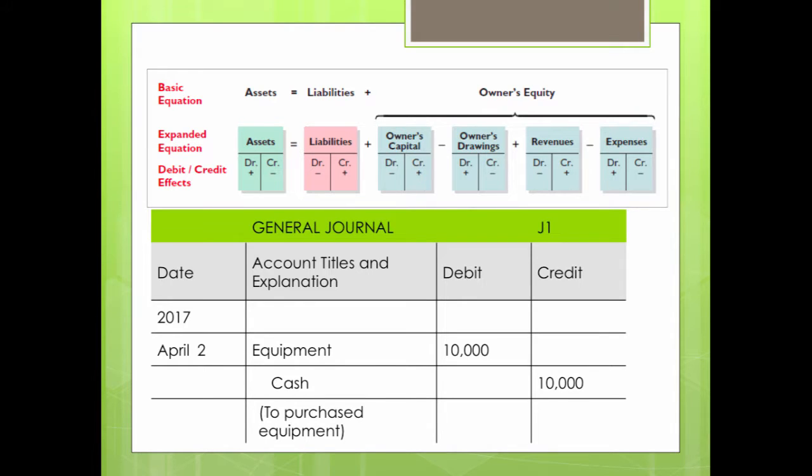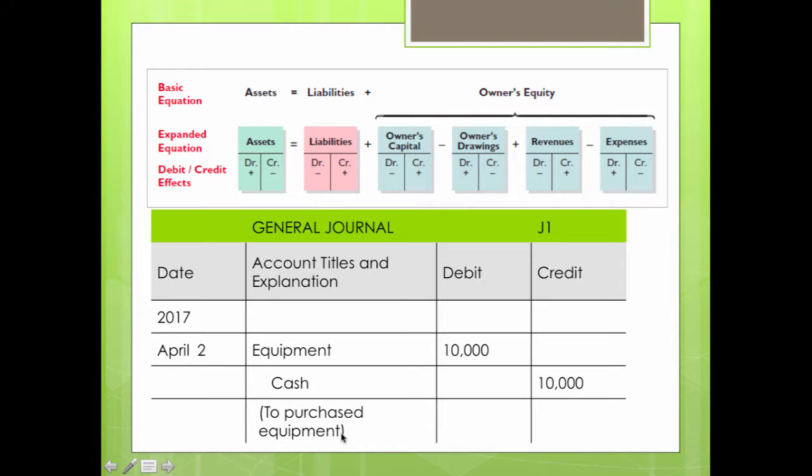Now, to journalize this, which are the concepts for this week, we record the date. In this case is April 2nd. Then we record the debit first, which is the equipment account. And we record it as $10,000 under the debit column. And next we deal with the credits. In this case, cash. We record it under the account column, indented to the right, and we record $10,000 on the credit column.